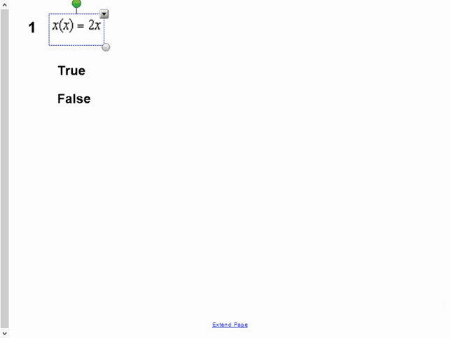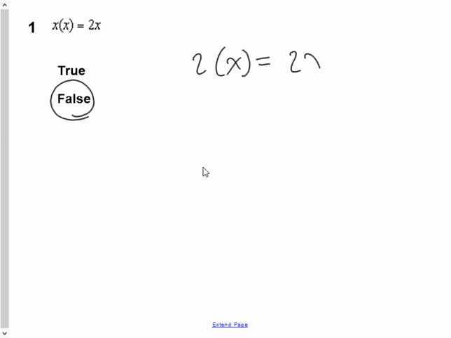The first question says, x times x is the same thing as, or is equal to, 2x. The answer for that is false. 2 multiplied by x is the same thing as 2x, but x multiplied by x is actually expressed as x squared. Now, if x happens to be 2, then 2 times 2 is the same thing as 2 squared. But because x is unknown, it's a variable, x times x is really x squared.